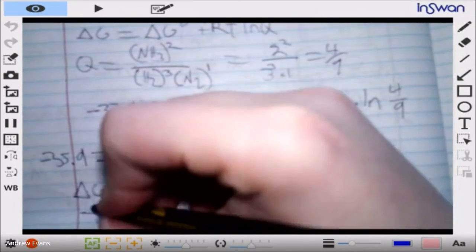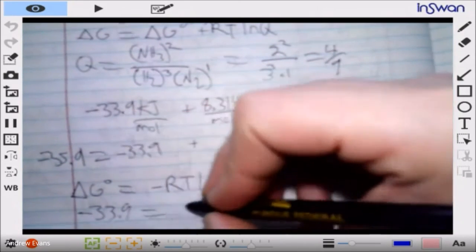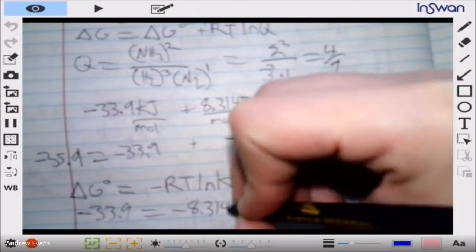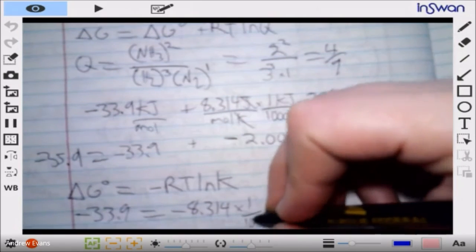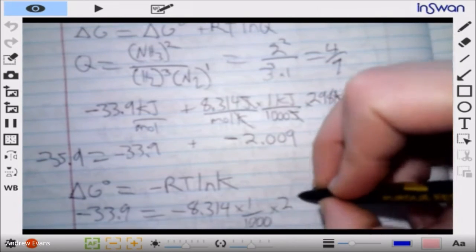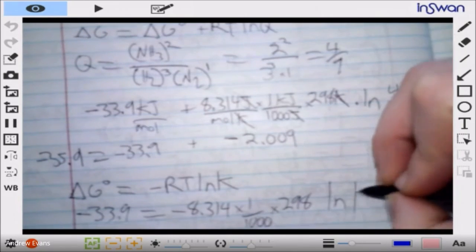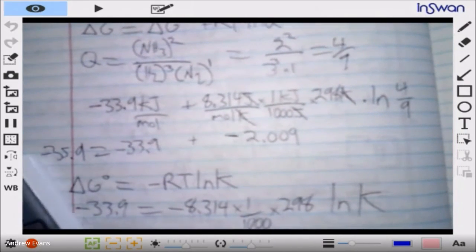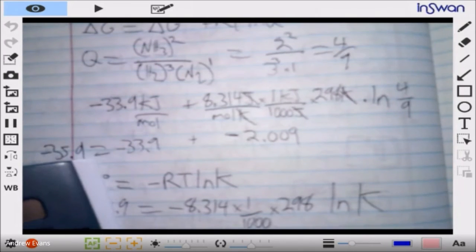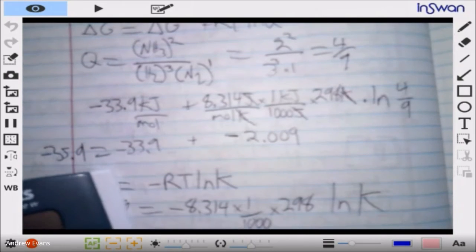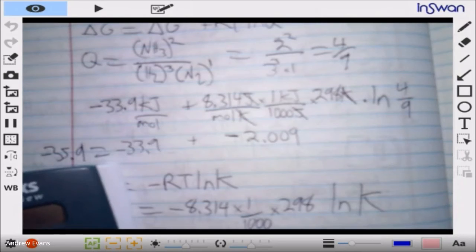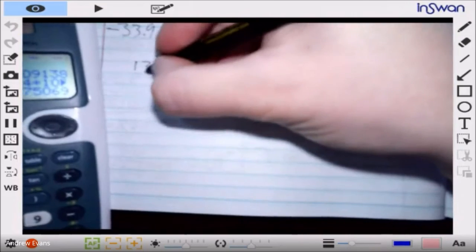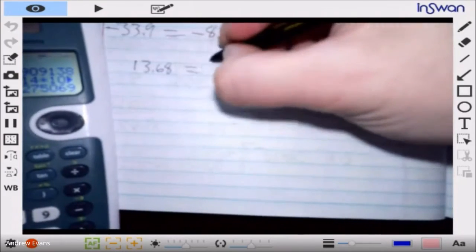So we said this negative 33.9 equals negative 8.314 times 1 over 1,000 times, let's see, 298, ln K. So negative 33.9 divided by negative 8.314 times 1,000 divided by 298 will give us, we have positive 13.68 equals ln K.